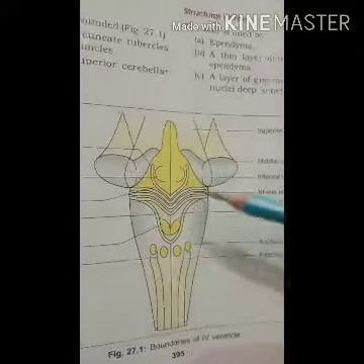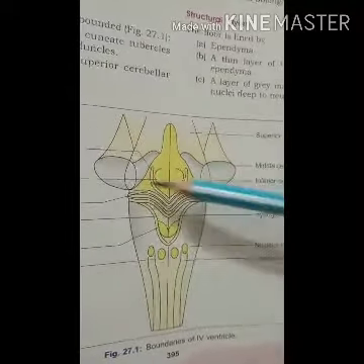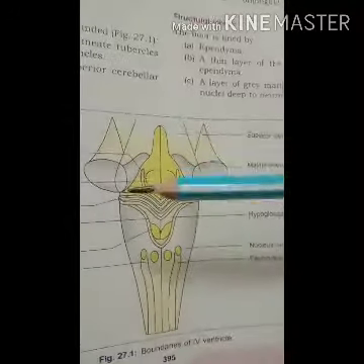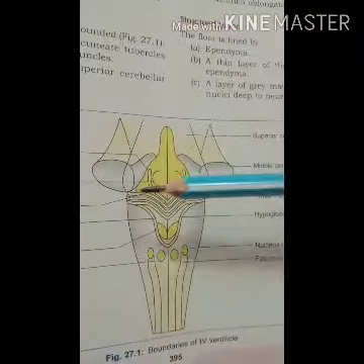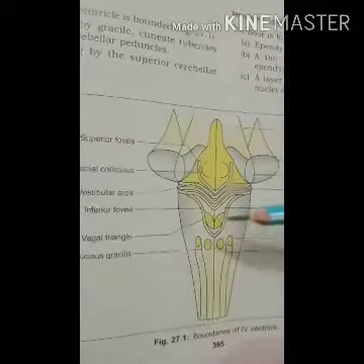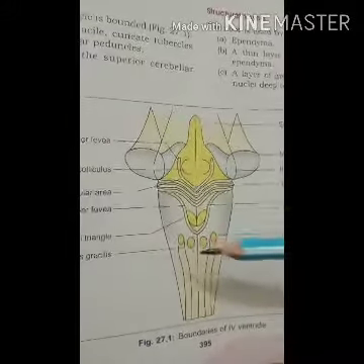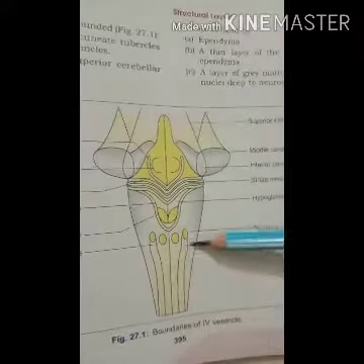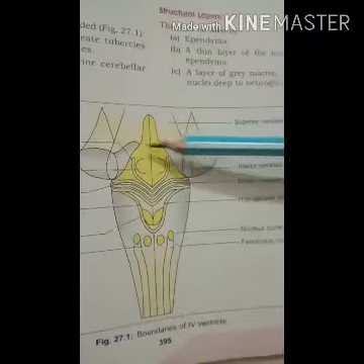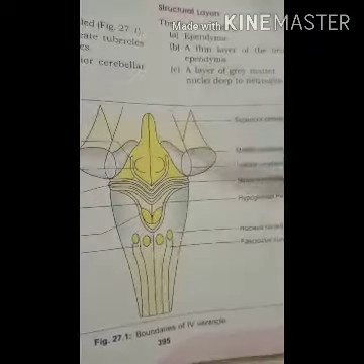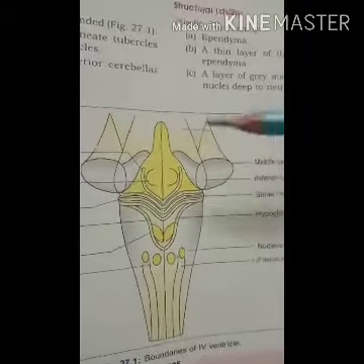Laterally it is formed by the inferior cerebellar peduncle, this one, and with that are the gracile and the cuneate tubercles. So this is the gracile and the cuneate tubercle. Medially is the gracile and laterally is the cuneate tubercle. Then the upper side is the superior cerebellar peduncle. So that forms the lateral wall. Then that is the floor.